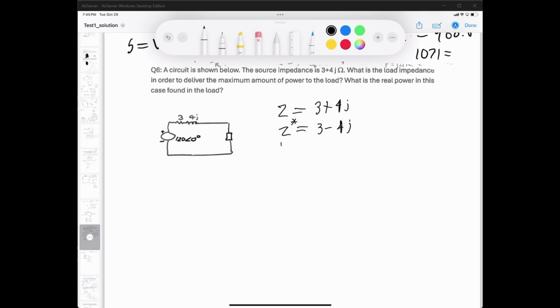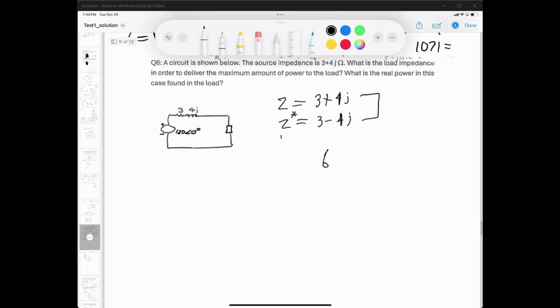And why is that? Why is it the conjugate? Well, if we do the conjugate, look what happens. The reactance will cancel out, and that's how you get the maximum real power. So let's combine our resistance. We'll just be left with 6 is equal to Z total.